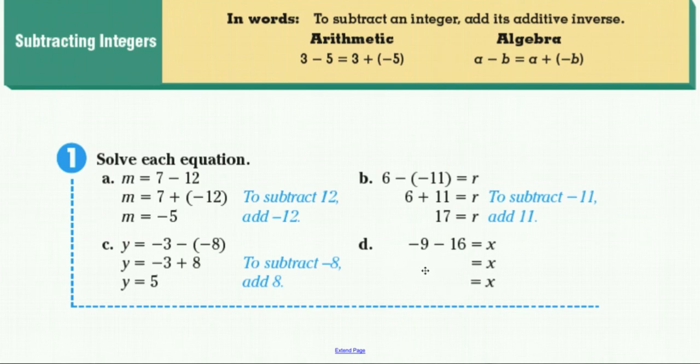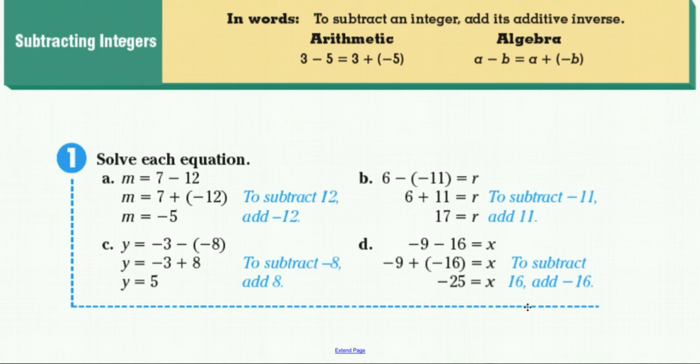-9 minus 16, or example 1D. We get the additive inverse of 16, which is -16, and add it to -9. To subtract 16, we add -16, and then the sum would be -25.